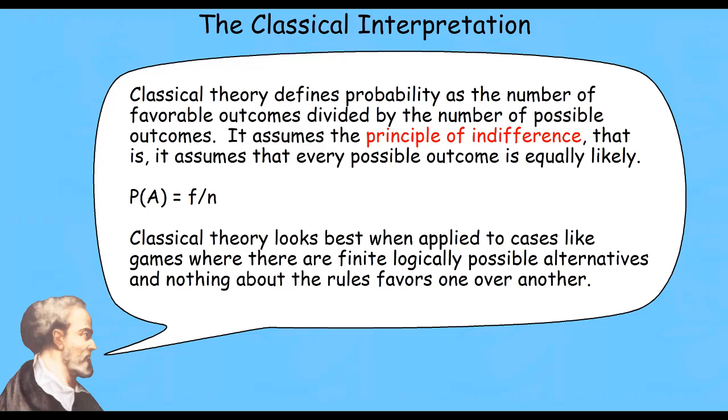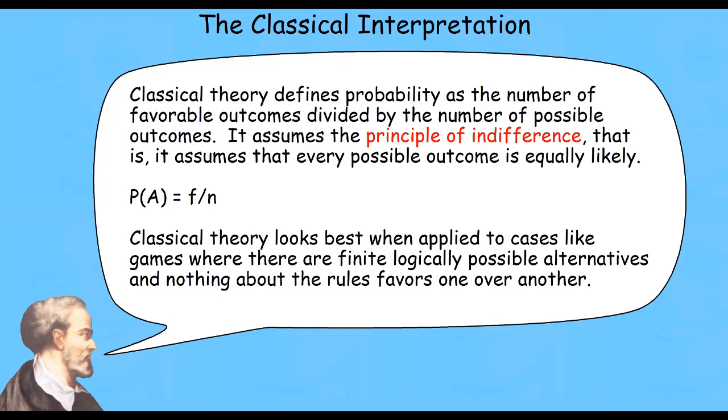We can see how this is a nice way of estimating the likelihood of simple events for games of chance. That's the whole point of a game of chance. Every outcome in your game should be just as likely to happen as every other, otherwise your game is rigged. So it's a natural way of estimating likelihoods, adopting that principle of indifference, estimating likelihoods as F divided by N in classical probability theory. The classical theory looks best when it's applied to cases like games of chance, where there are finite logically possible alternatives and nothing about the rules favors one outcome over another.